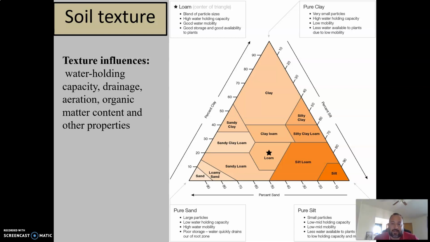So when you're looking for ag soils, they're looking for some sort of a blend of loam, just a regular loam or the silt loam, clay loam, sandy clay loam, sandy loams, somewhere in there to where they have this good blend of particle sizes where they can get some good water holding capacity, but also good water mobility so that the plants can get the water.